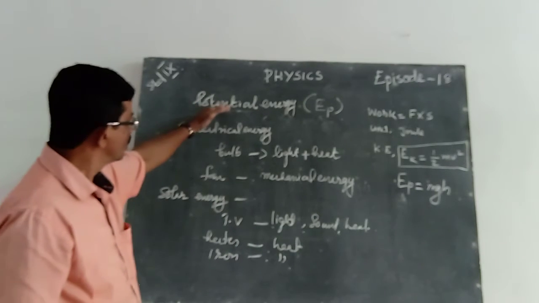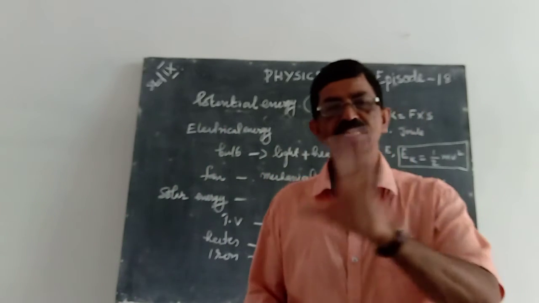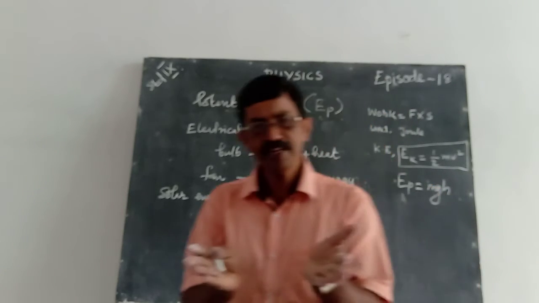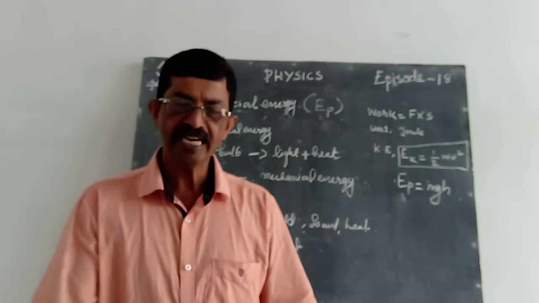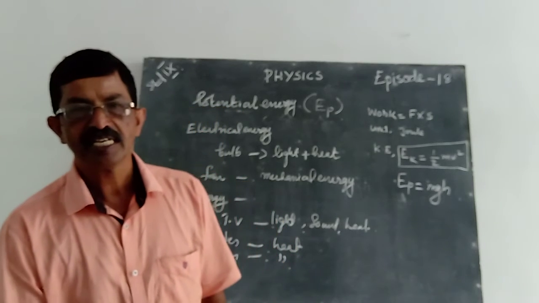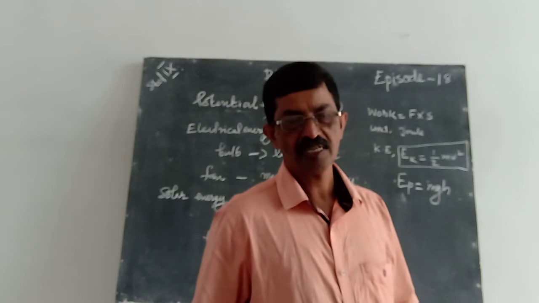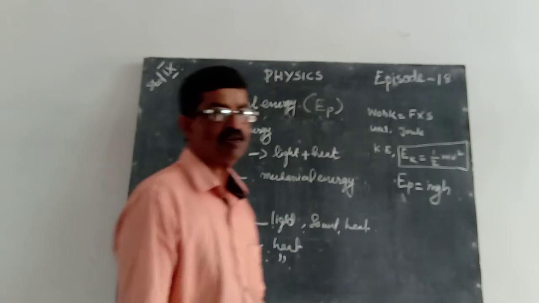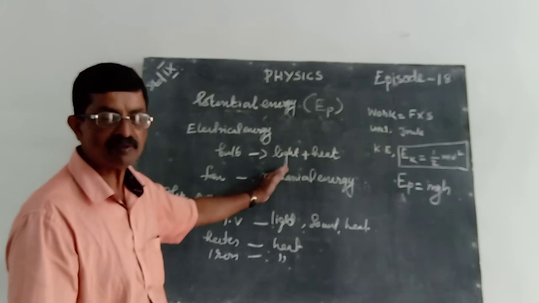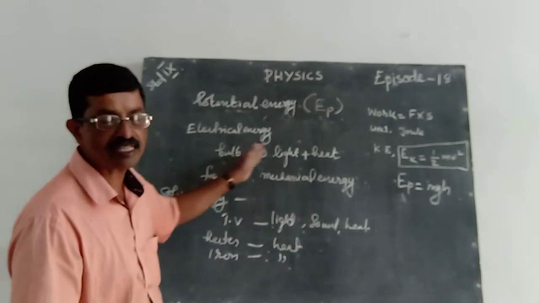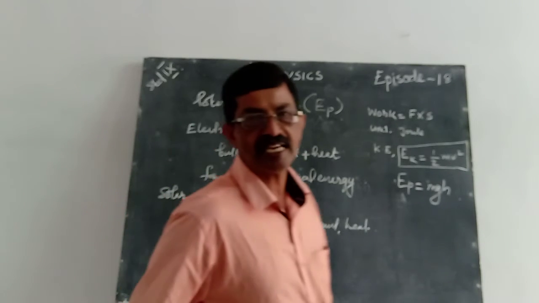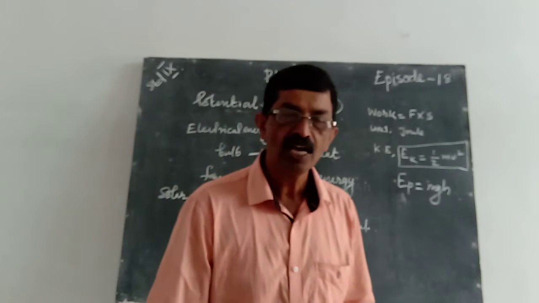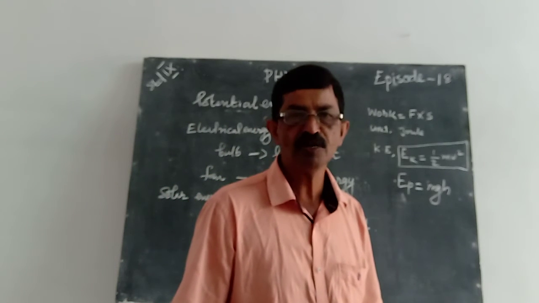Here one form of energy changes to different other forms. That means energy can be changed from one form to many other forms. But energy can neither be created nor destroyed. What we actually do is convert one form of energy to other forms, but we cannot create energy or destroy energy. This is called the law of conservation of energy.